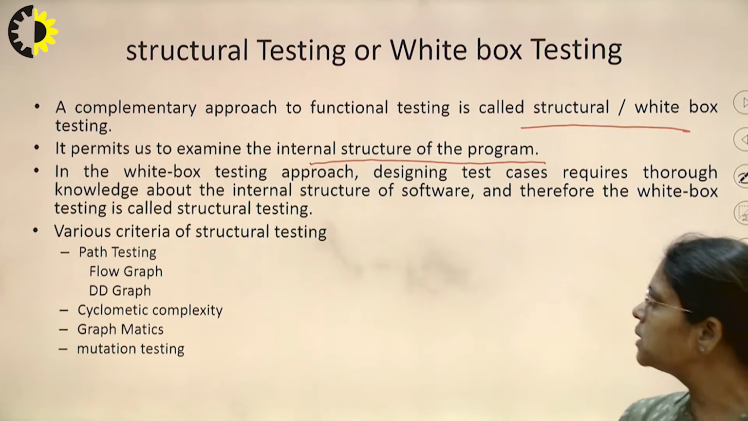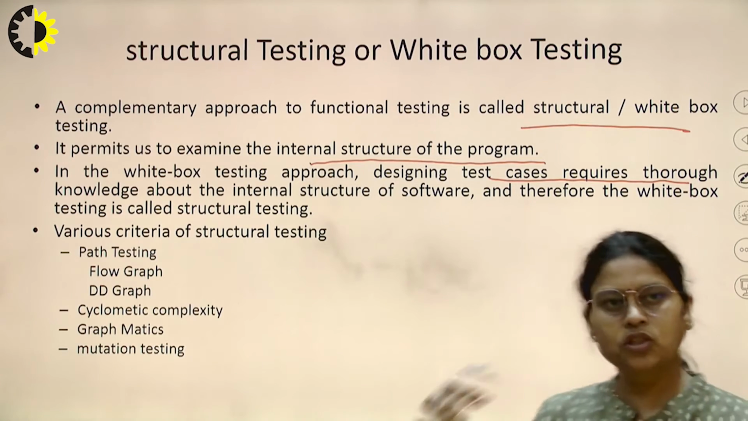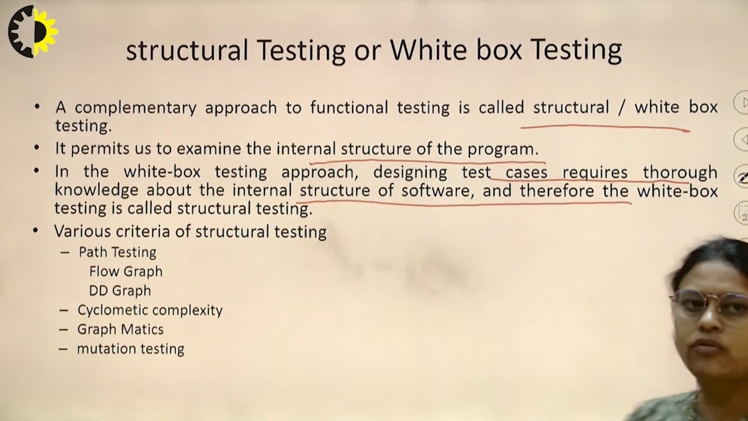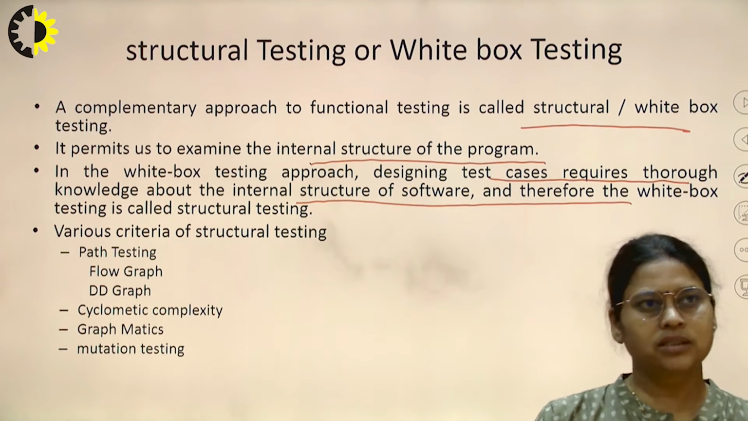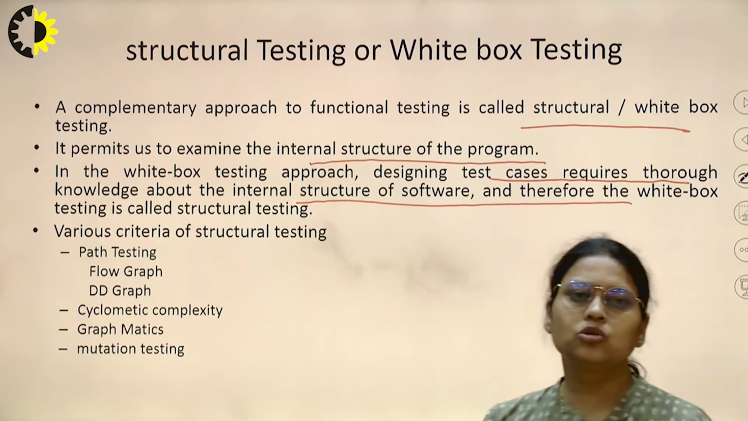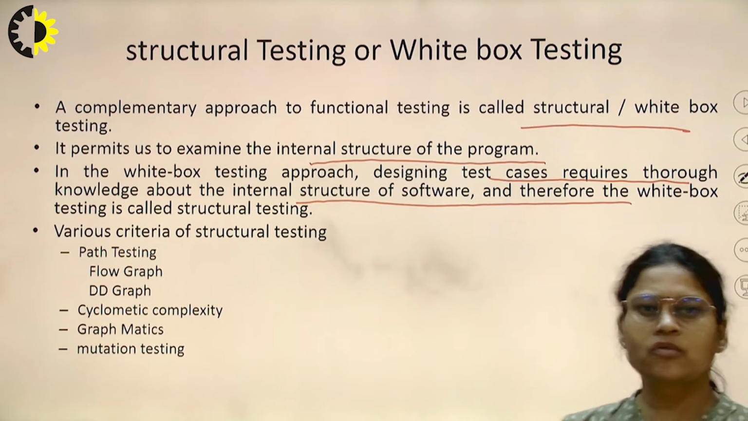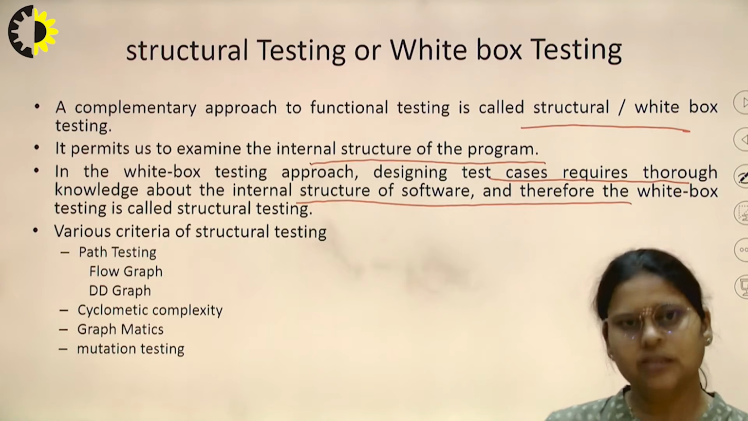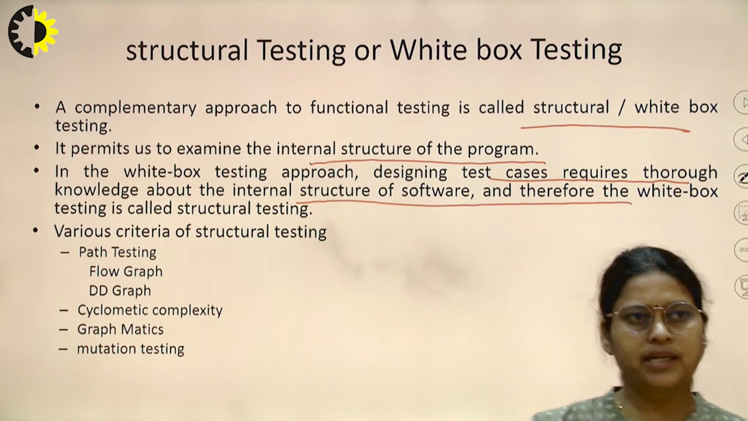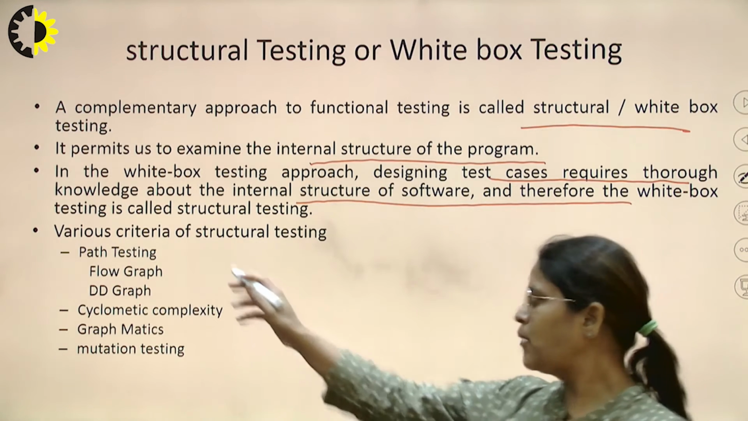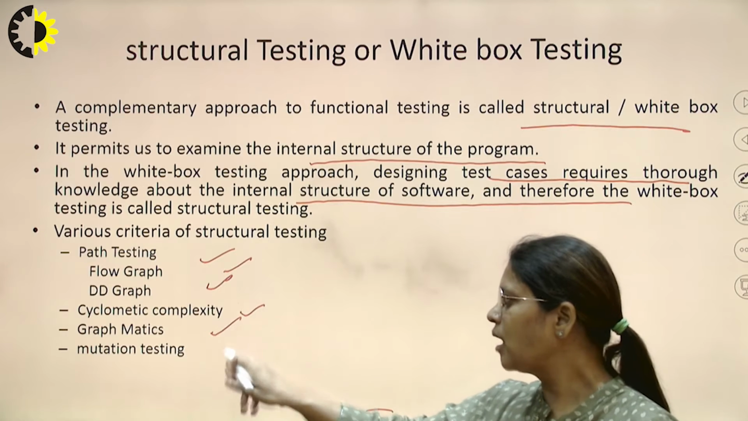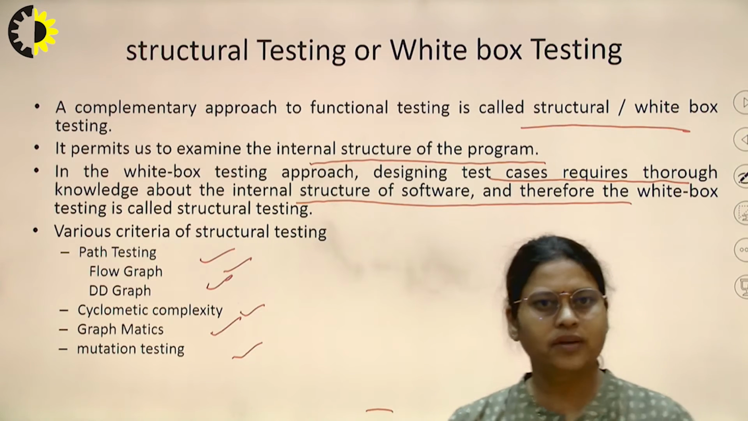In the white box testing approach, we first design test cases that use knowledge of the internal structure of the software. That's why it is called white box testing or structural testing, because we have to test the internal code of the software. It is called white box because the code is open for all. Various criteria of structural testing are available: path testing, flow graph testing, DD testing, cyclomatic complexity, graph metrics, and mutation testing.